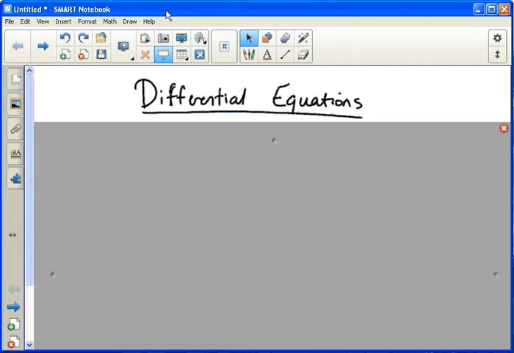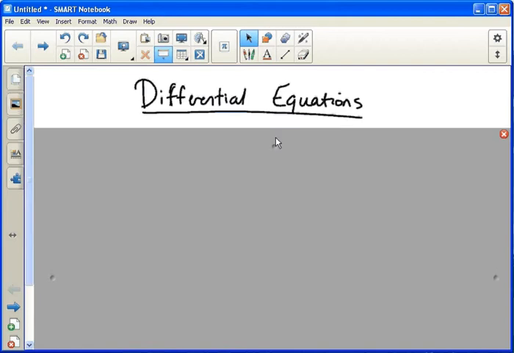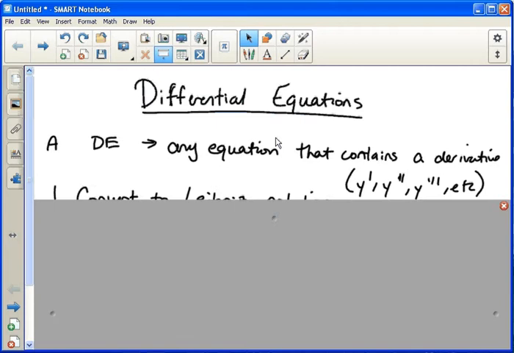This unit is on differential equations. Quite simply, differential equations are any equations that contain a derivative. So that can be y prime, y double prime, y triple prime. So it's not necessarily the first derivative that it contains. It might contain the second derivative or the third derivative or any derivative. And it also can contain more than one derivative.